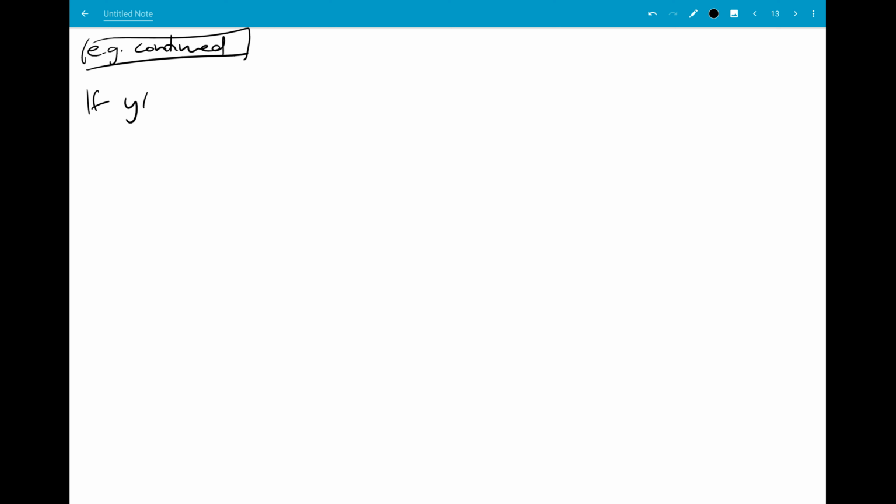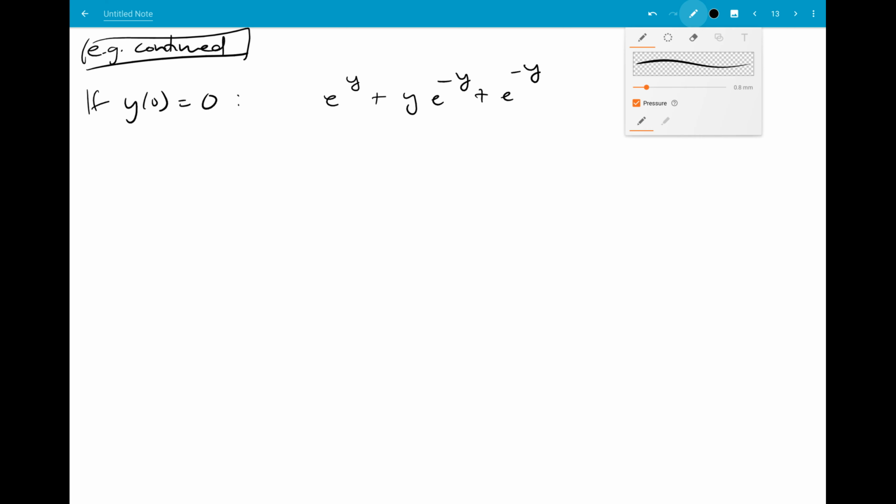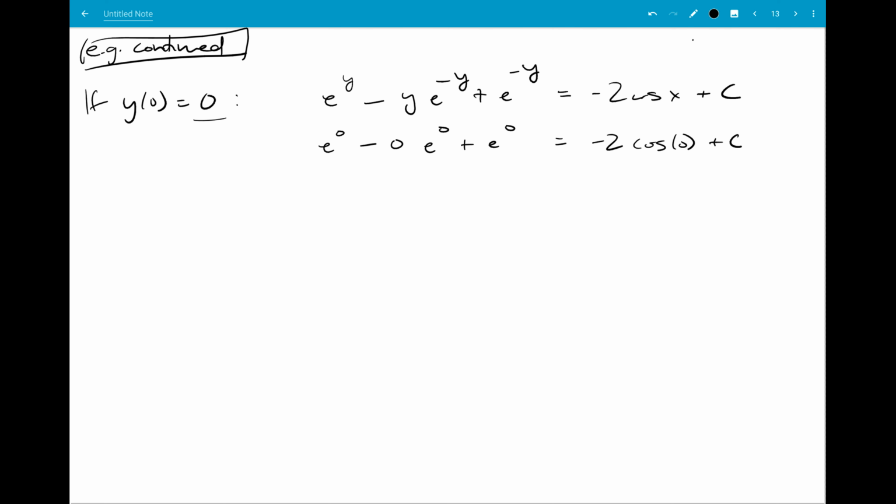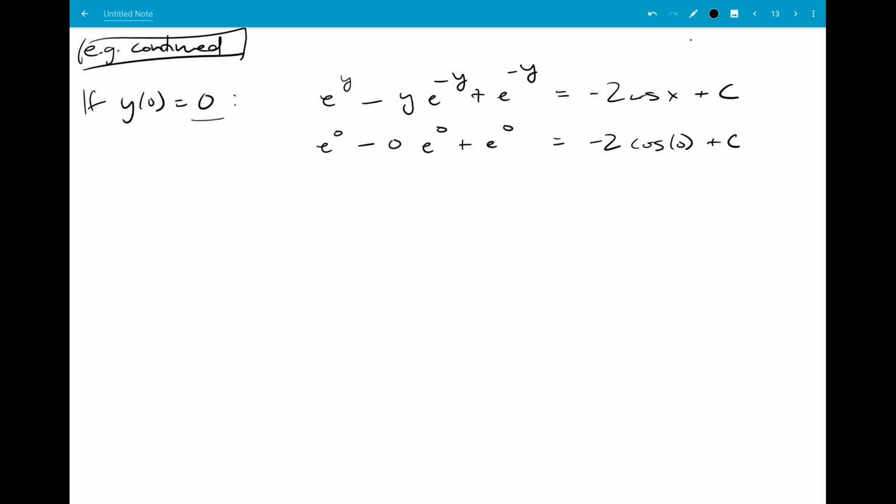So if y of 0 equals 0, then when we have e to the y plus y, e to the minus y plus e to the minus y, equal to minus 2 cosine x plus c. If we plug in 0 for all our y's, we're going to have e to the 0 minus 0 times e to the 0 plus e to the 0. And then if we plug in zeros for x, we're going to get minus 2 cosine 0. So that's 1 minus 0 plus 1, so that's 2 over here, is equal to minus 2 times 1 plus a constant. So our constant is 4.